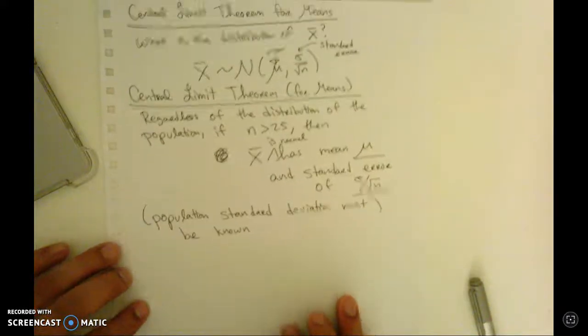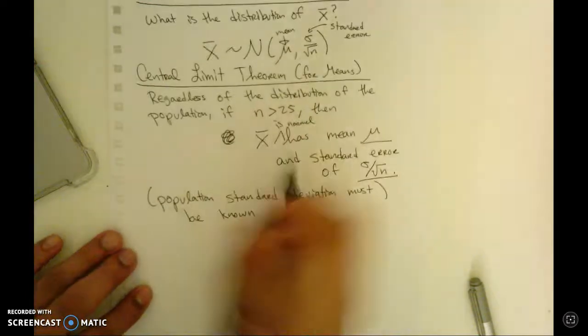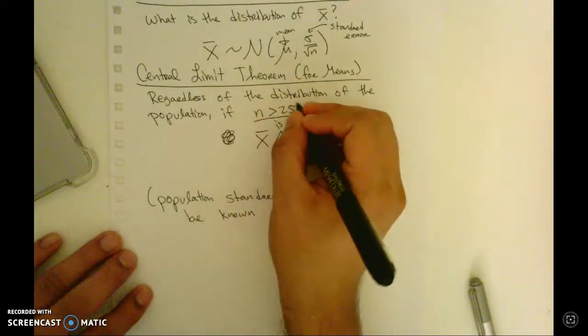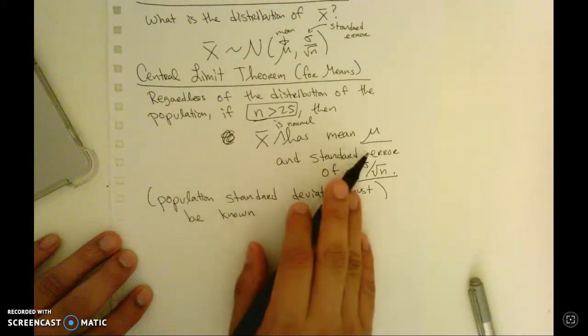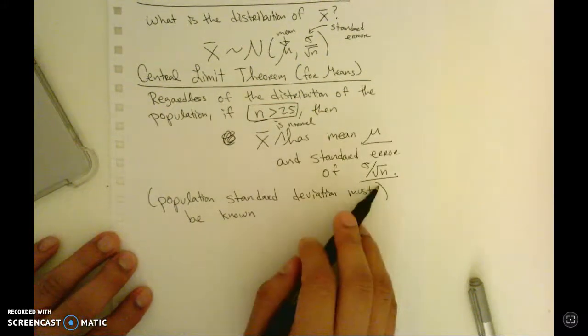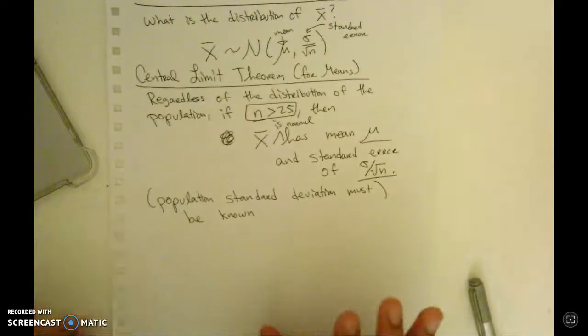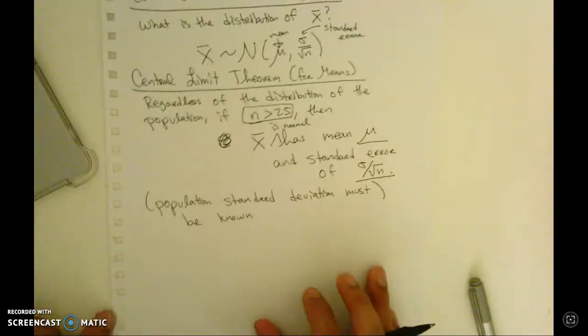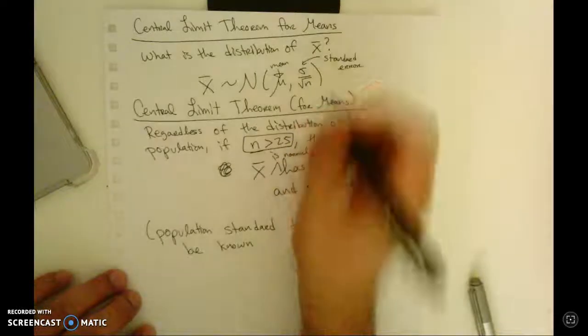So to recap, as long as n is greater than 25, we know that x bar has a mean of mu and a standard error of sigma over square root of n. That's all it is. So this is all I want to talk about in this first video. In the next video, I'm going to do an example and show you where we use this.